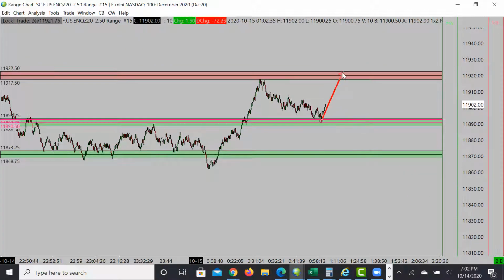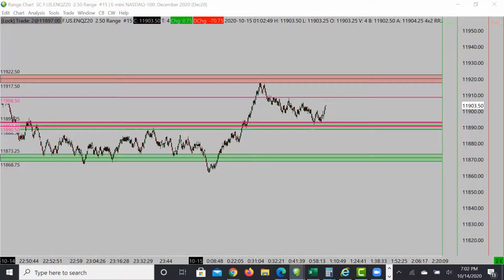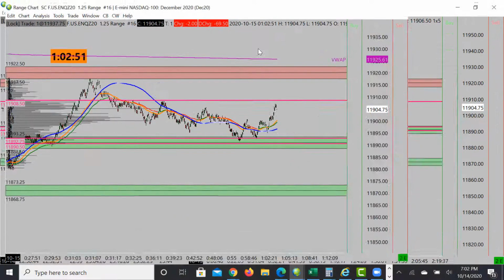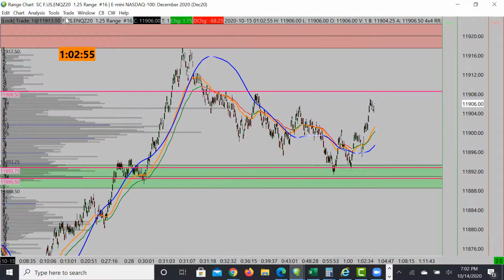But we should get that pull up here. Maybe the first level to attack is probably going to be somewhere up over here, these 11,908s, and then trying to get that full move into 11,920. So that's what we're going to be looking at on NASDAQ as well. Let's take a look at a 5-tick. Look at that move right back up. Great movement here. Good opportunity.